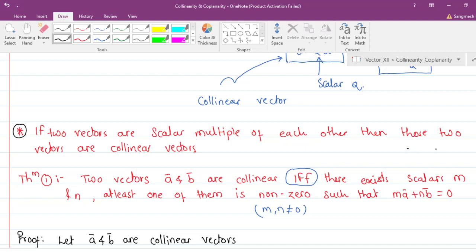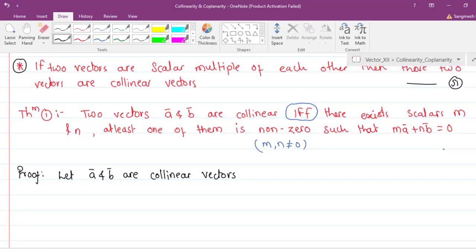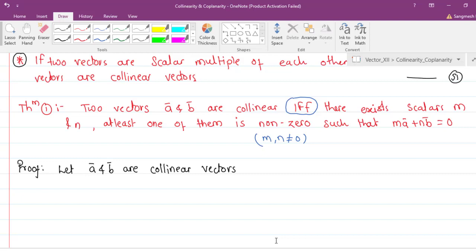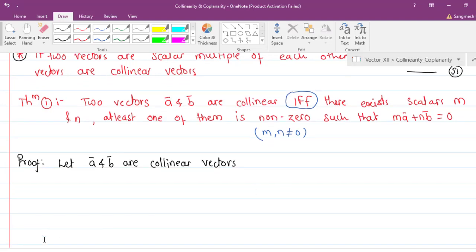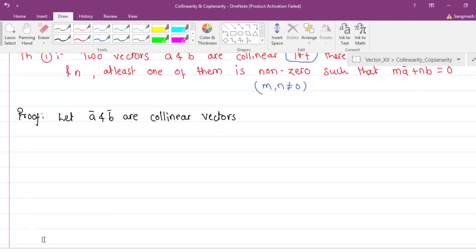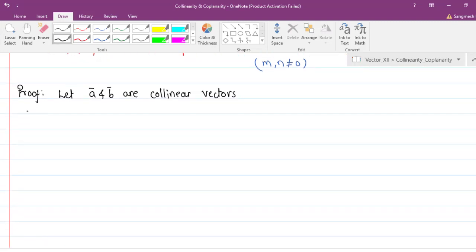Let's name this as statement number 1, S1. So if a bar and b bar are the two vectors, from statement number 1 I can say that a bar and b bar are scalar multiples of each other. Therefore, from S1, a bar and b bar are the scalar multiple of each other. So I can write a bar equals t b bar. Is it okay? Where t is any scalar quantity, and definitely that t should not be equal to 0.